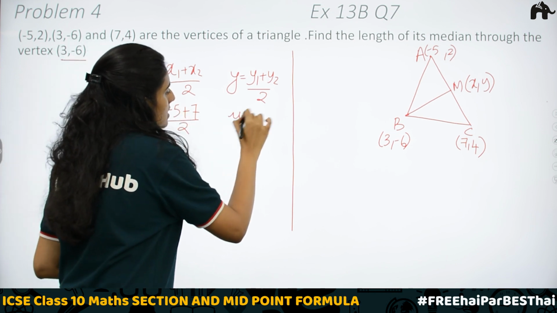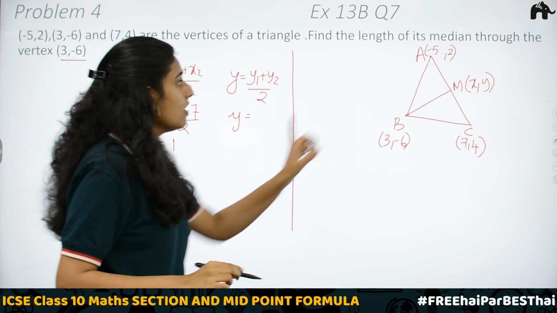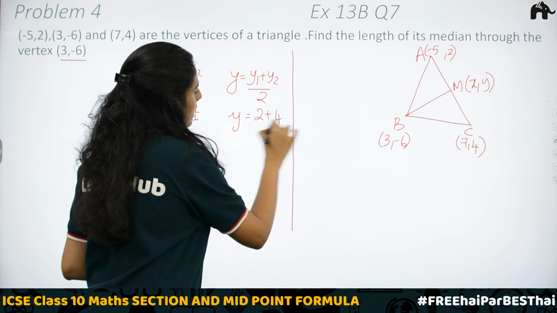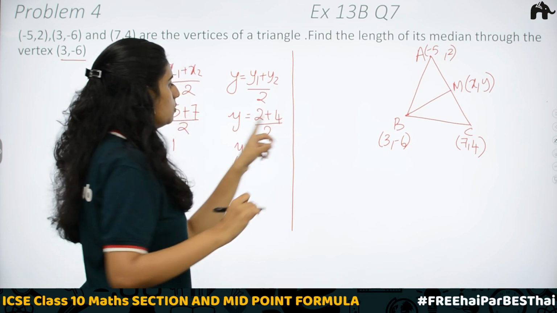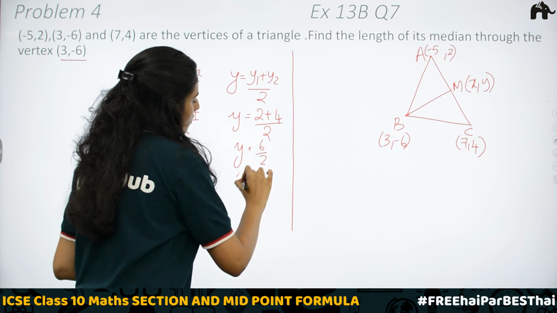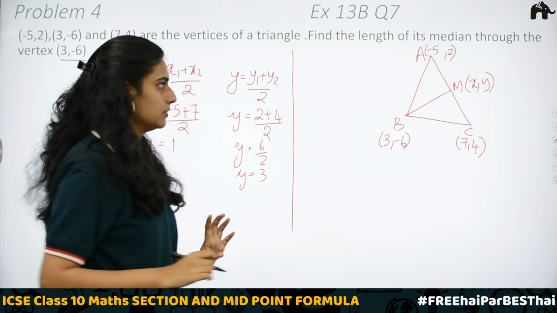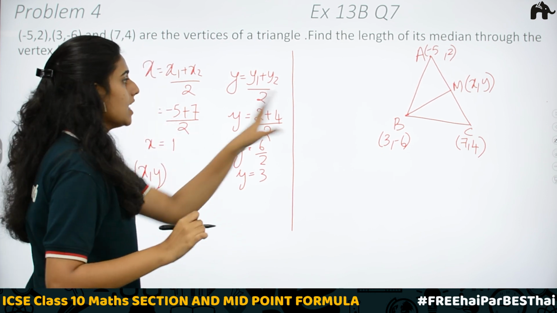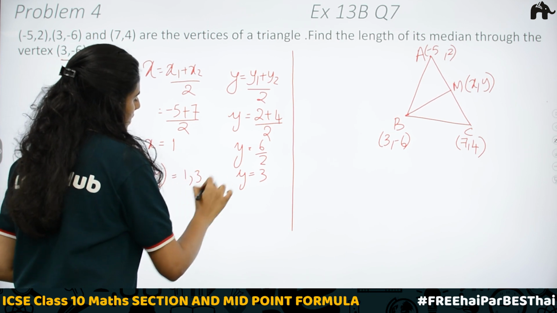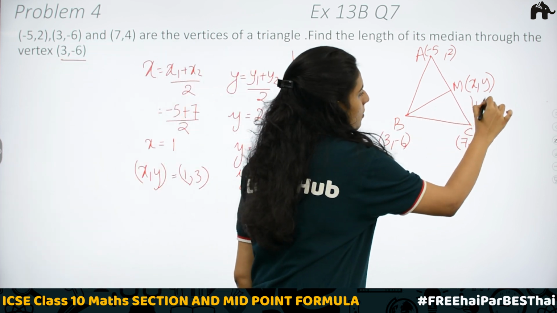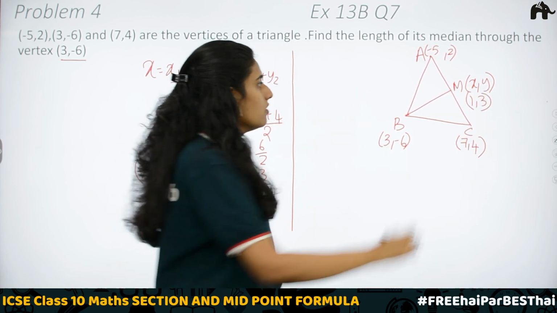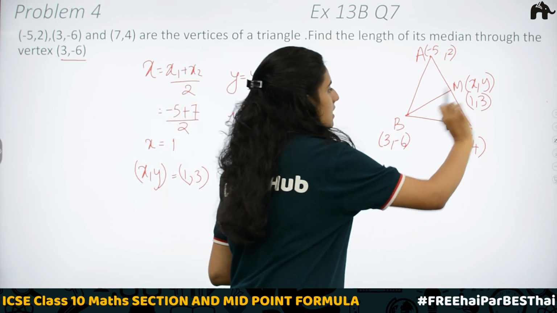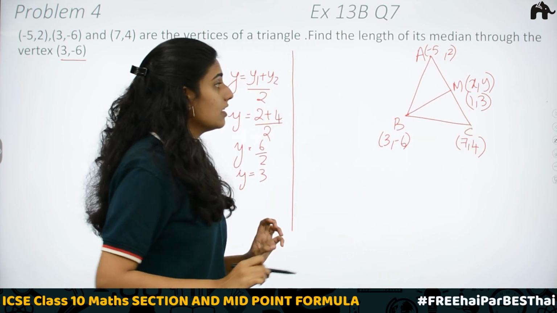Now y is equal to (y1 plus y2) divided by 2. y1 is 2 and y2 is 4. (2 plus 4) divided by 2. 2 plus 4 is 6, 6 by 2 is 3. y is equal to 3. Therefore, the coordinates of the midpoint M are (1, 3). Now, we know the coordinates of M and the coordinates of B. We can find the length of the median MB.